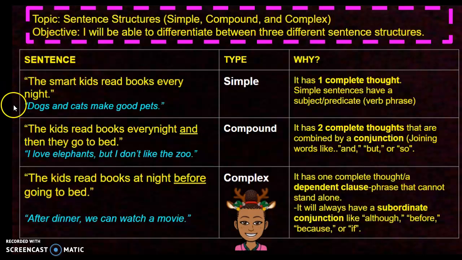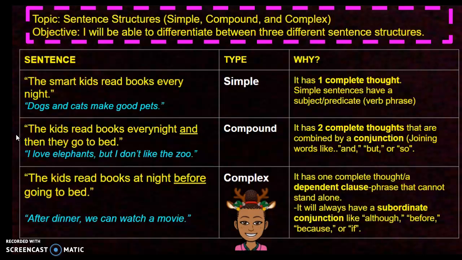Okay, so another example would be, dogs and cats make good pets. The subject will be the dogs and cats, and what about them? They make good pets. Okay, so our next sentence says, "The kids read books every night and then they go to bed." This particular sentence is what we call a compound sentence.